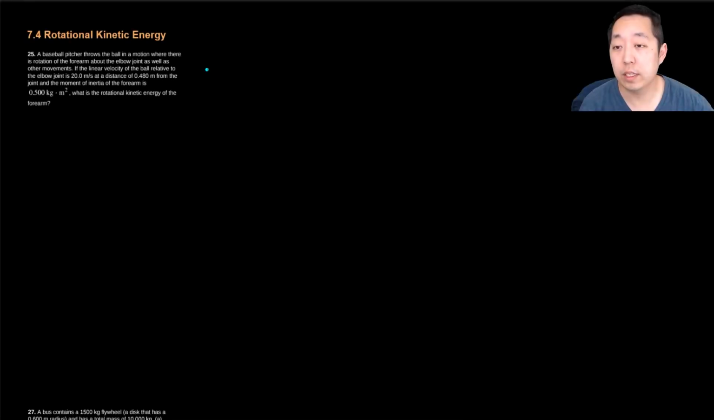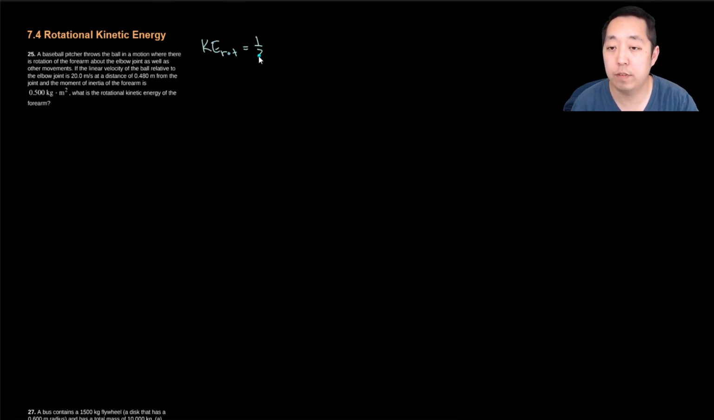So now we're going to be looking at the energy related to rotational motion. And rotation also has a form of kinetic energy. We call it kinetic energy rotation, and it's equal to 1/2 I omega squared. Okay, so it looks very similar to our linear kinetic energy, 1/2 mv squared.